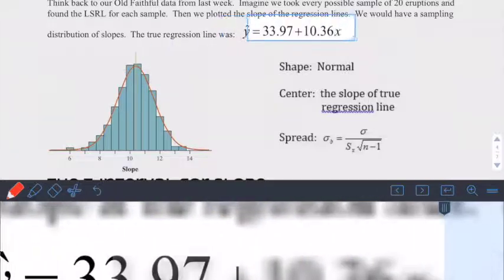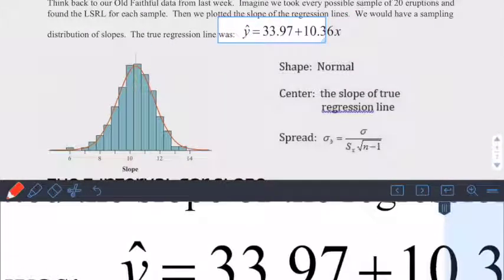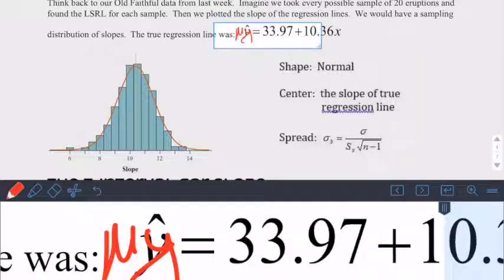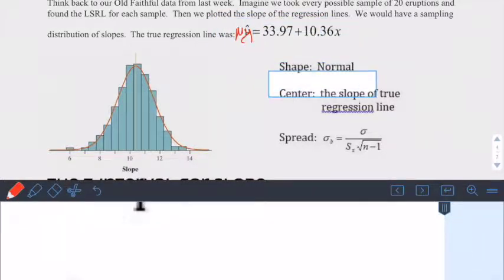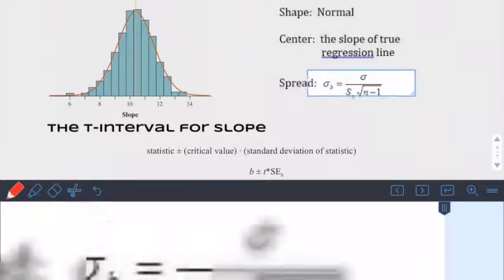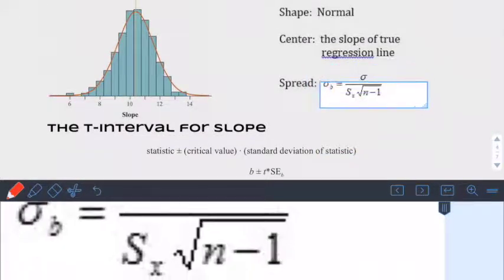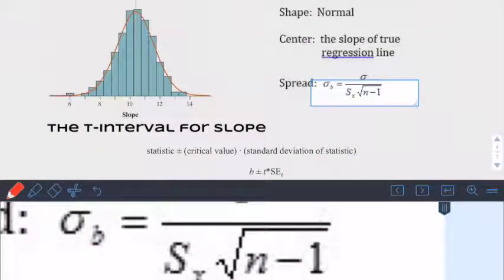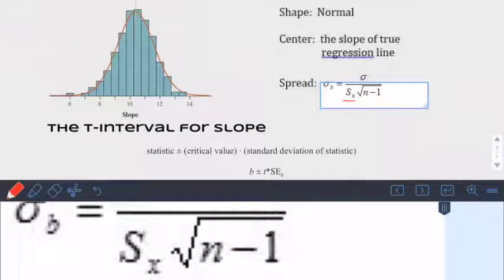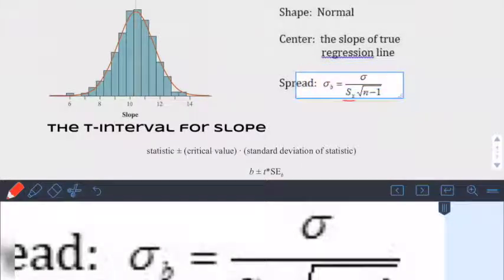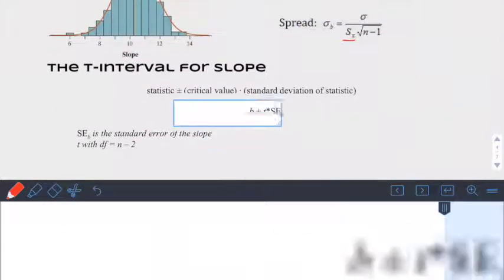Talk about this, right? This is our population, so this really should be mu of y, not y hat, right? Because y hat's our predicted sample. So we have a normal shape. Here's a formula for spread. We have sigma over the standard deviation of the x's, and then divided by the square root of n minus 1. Now, I don't think you will ever have to calculate this on your own.